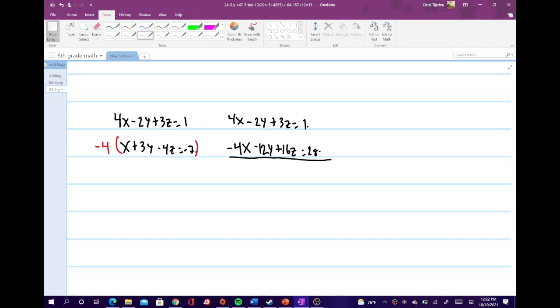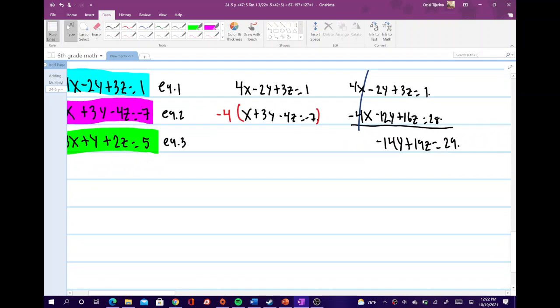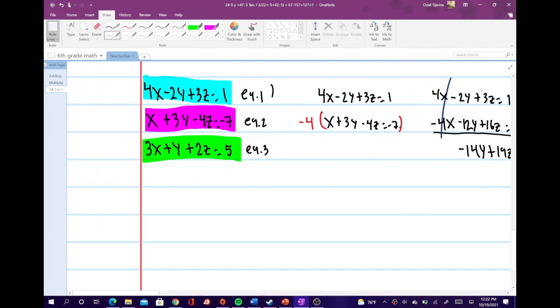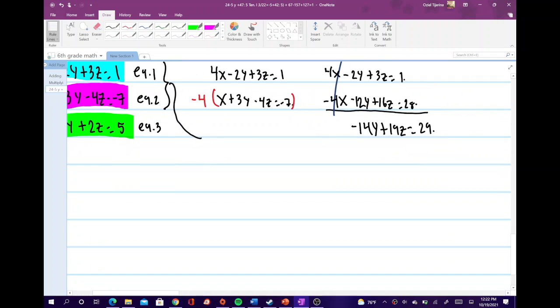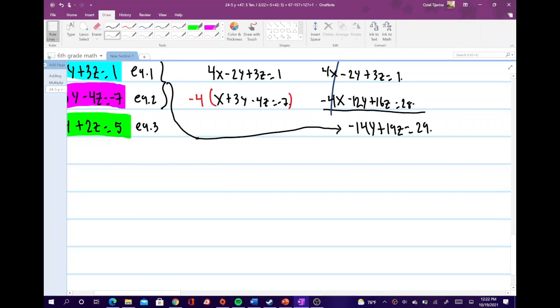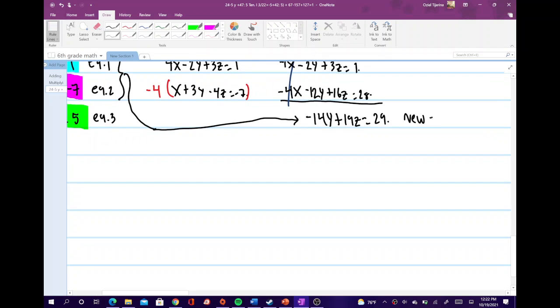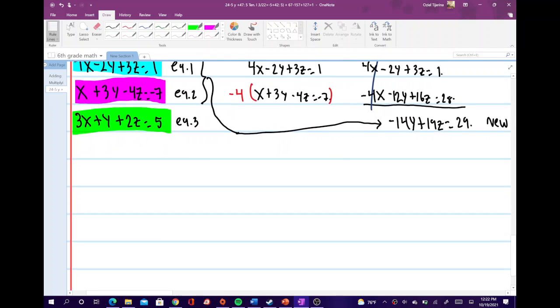As you can see, the 4x cancels out. For the negative 2y, we have negative 2y minus 12y, that's negative 14y. 16z plus 3z is 19z, right? 28 plus 1 is just 29, okay? So between these two equations, we came up with this, and I'm going to name this new equation 1. So what our goal here is, we want to make it a system of two equations.